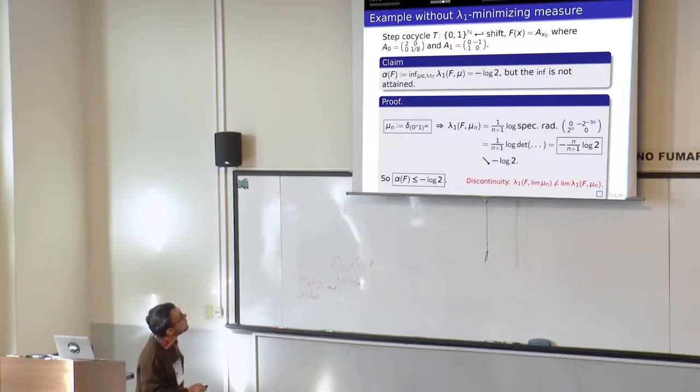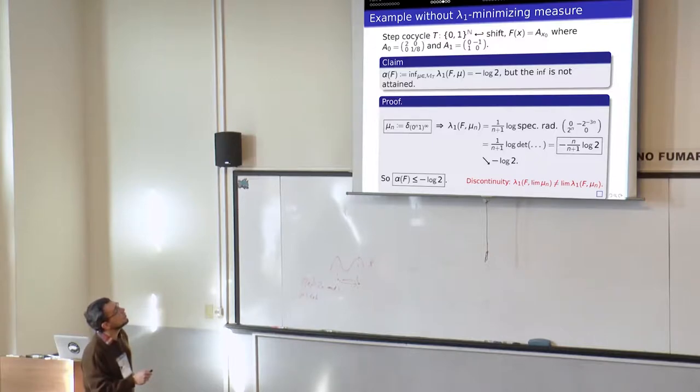This example is nice because it also shows what I mentioned before, this discontinuity. All right, these measures are converging to the measure supported on the fixed point consisting of only zeros, right? And here the top Lyapunov exponent is plus log 2. But these measures have Lyapunov exponents that converge to minus log 2. So you have a discontinuity of the Lyapunov exponent with respect to the measure. Okay, but the same example also illustrates something else.